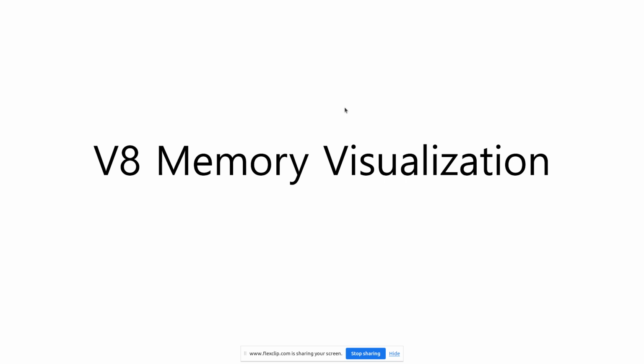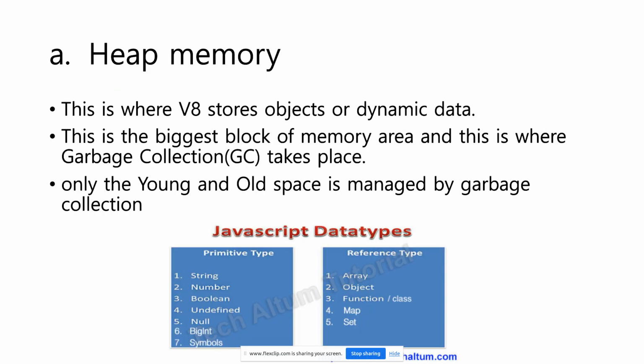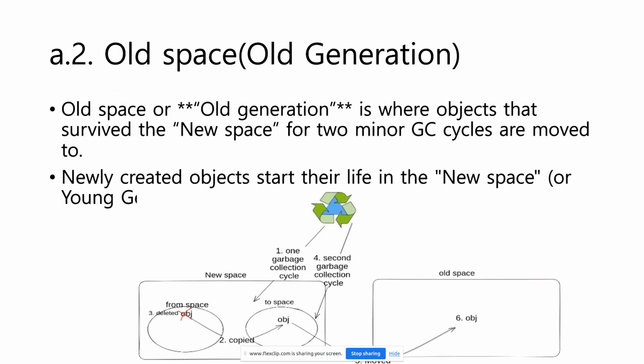So in part one, we talked about the new space in the V8 engine, and now we're going to talk about the Old space, the Old generation. So what the hell is Old space or Old generation? Old space, or Old generation, is where objects that survived the new space after minor GC cycles are moved to.